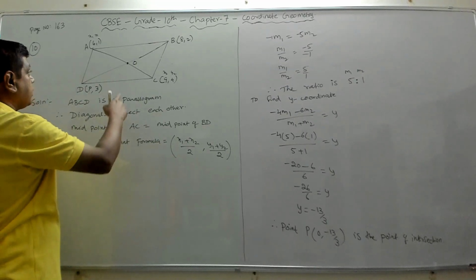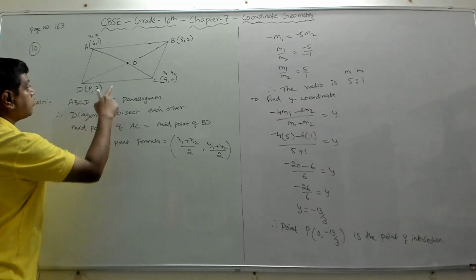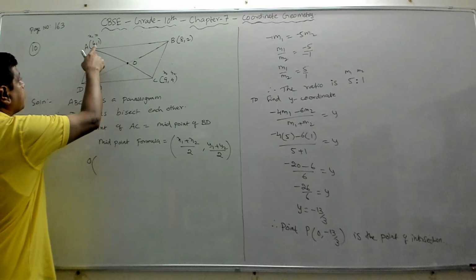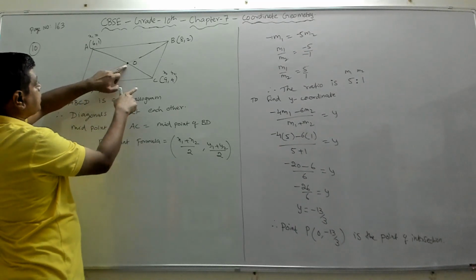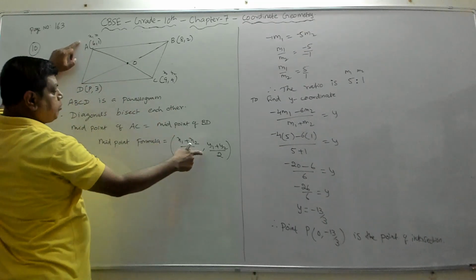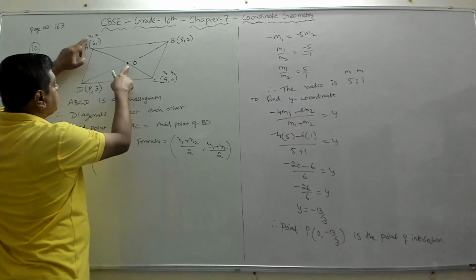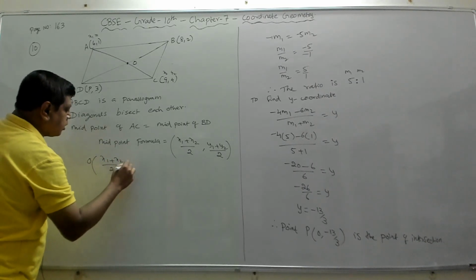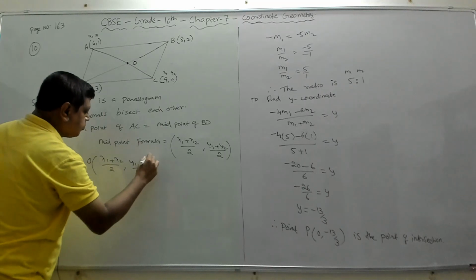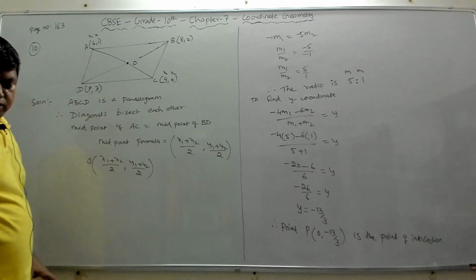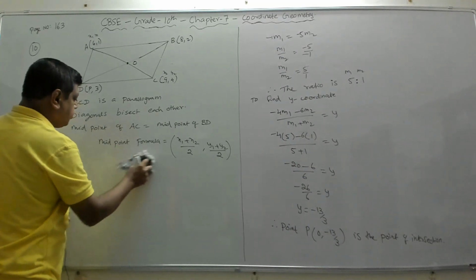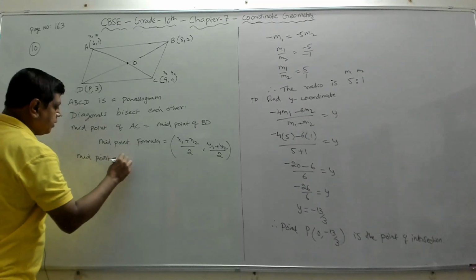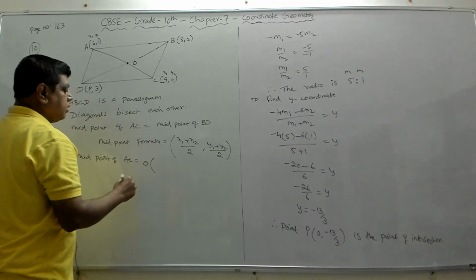So the midpoint, we'll call it O. We have to apply the midpoint formula to find the point O. Since O is the midpoint, we can find this point using the midpoint formula, which is x1 plus x2 by 2 and y1 plus y2 by 2. Or I can write one more step here. We can say the midpoint of AC is given by O of x1 plus x2 by 2.